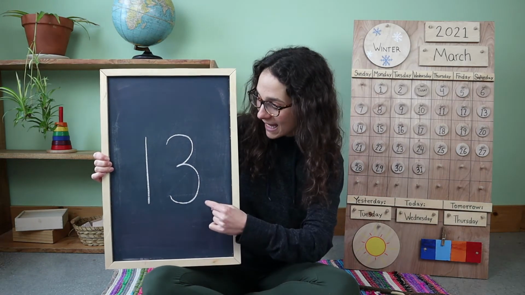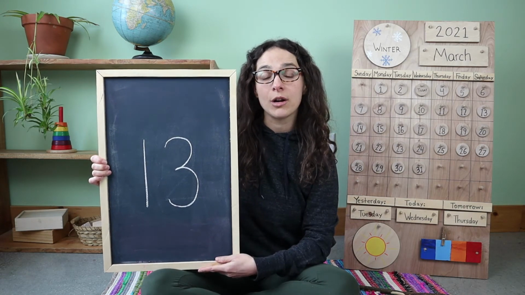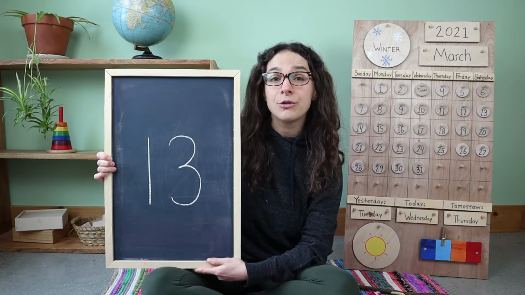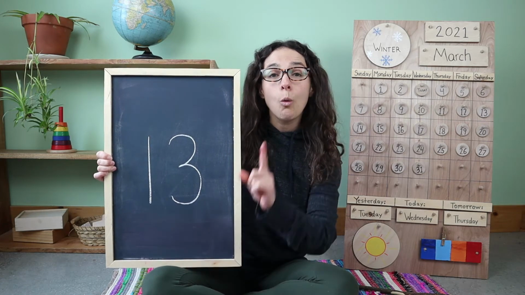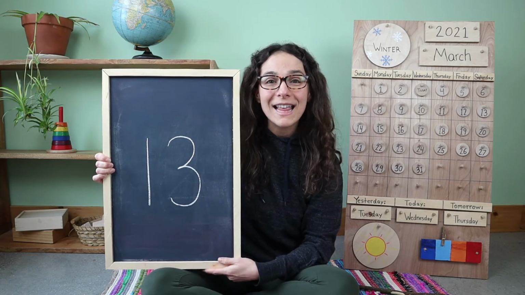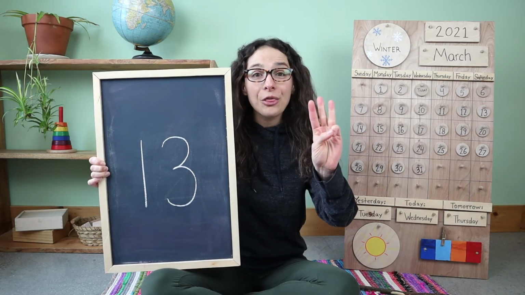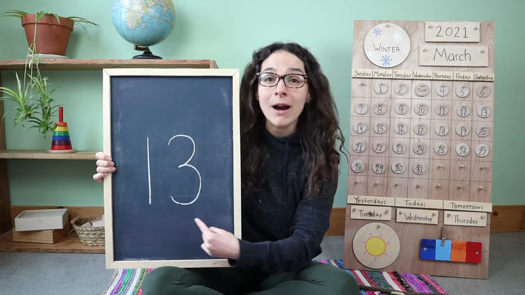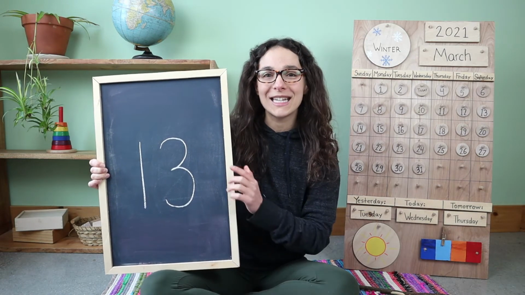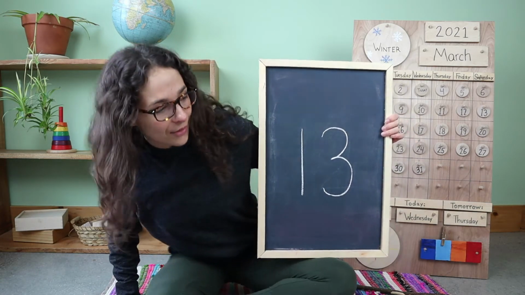13. You're right. This is the number 13. And 13 is a double-digit number. Do you see the two numbers inside of the number 13 that are used to write the number 13? What's the first number that you see? 1. That's right. And what about the second number? 3. You're right. When you write the number 13, you write the number 1, 3. 13. Now it's time to count 13 tally marks together.